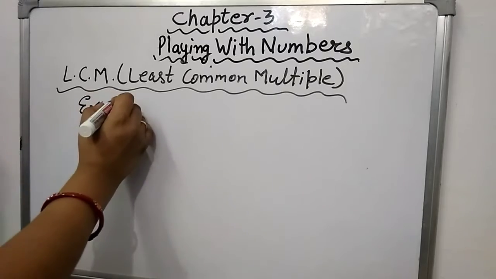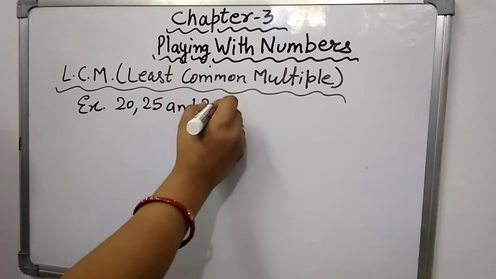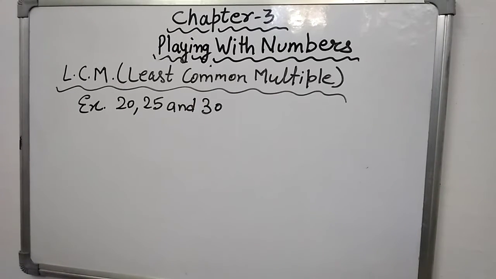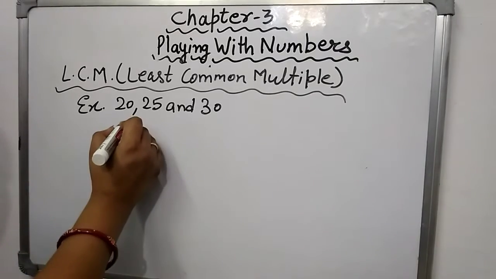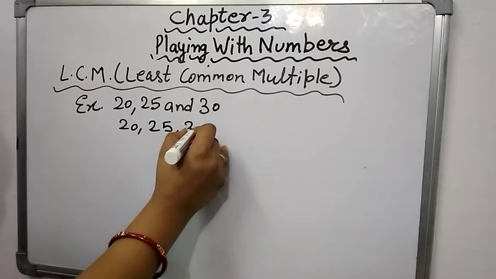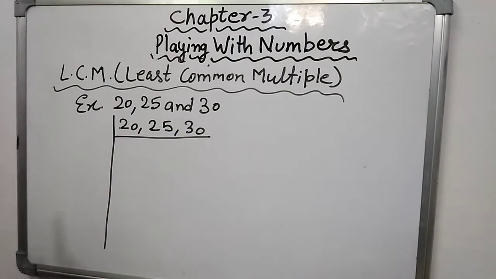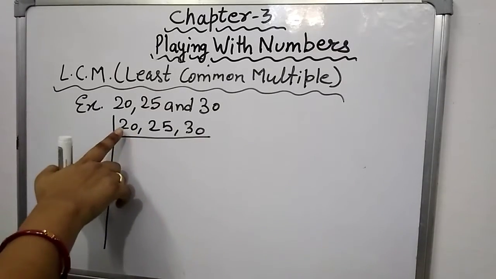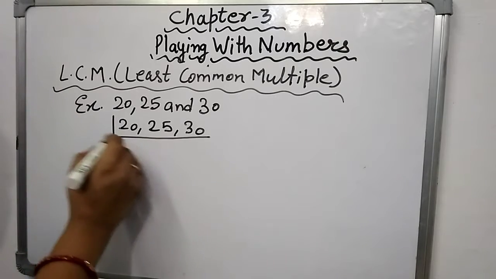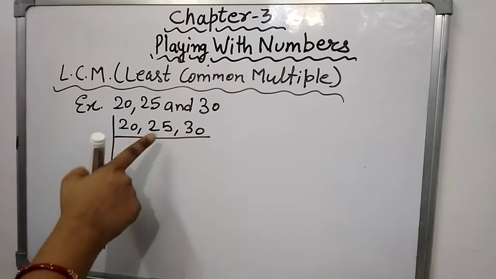Find out the LCM of 20, 25 and 30. For this, we will write all these three numbers together in the form of repeated division. In HCF, we were finding prime factors of individual numbers, but in LCM, we will take all the given numbers together. Now we will start with the smallest prime number to divide.